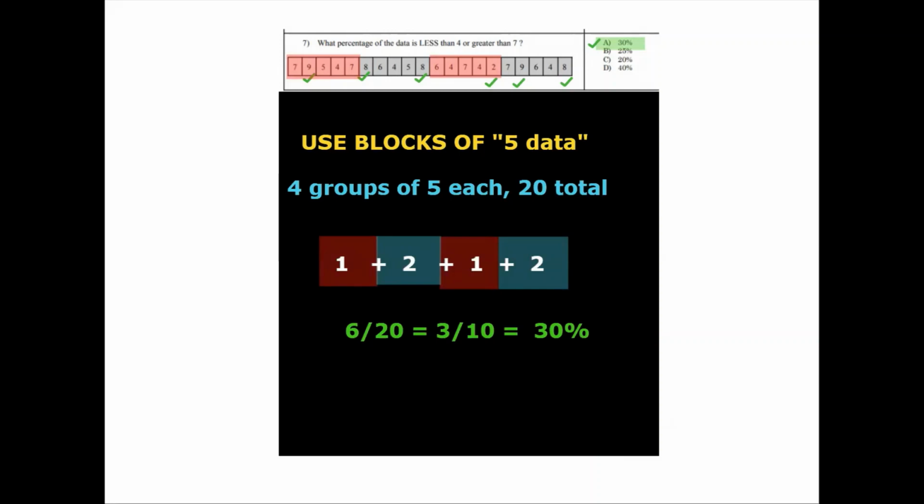Even if it's the calculator section, there's no need to use the calculator to code the data yourself. It's much faster to block them off in groups of 5 and tally them up quickly.